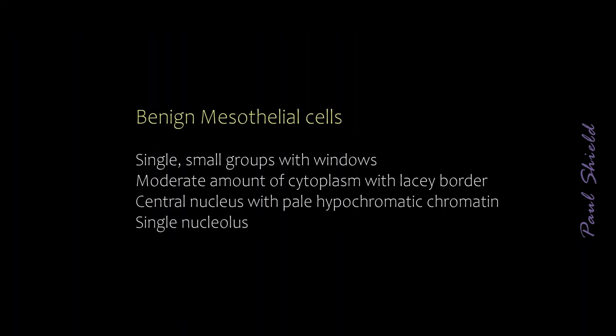So, in summary, benign mesothelial cells are usually single in arrangement, often in little pairs of cells, or very small groups that show obvious windows in between the cells where they're separated. There is usually a moderate amount of cytoplasm, which has a distinctive sort of two-tone nature to it with a lacy border. Nuclei are usually central, but sometimes appear a little eccentric, and they typically have that very pale, fine, hypochromatic chromatin. And nucleoli may be quite prominent at times with mesothelial cells.